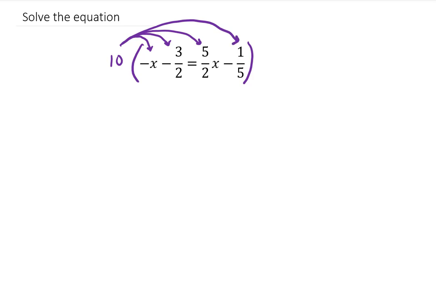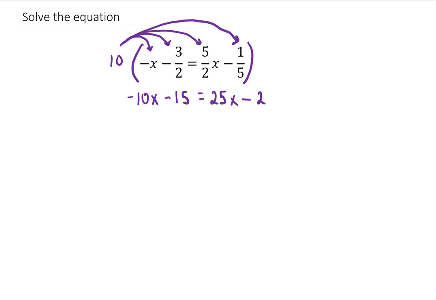Okay, so if I distribute through now, 10 times negative x is negative 10x. 10 times negative 3 halves would be, well, let's see, 10 divided by 2 is 5, multiplied by 3 is 15. So this would be a minus 15. Multiplying against the 5 halves, 10 divided by 2 is 5. 5 times 5 is 25. So there's a 25x. And then in the last spot, 10 divided by 5 is just 2. Times 1 is 2. So there we go with that spot.